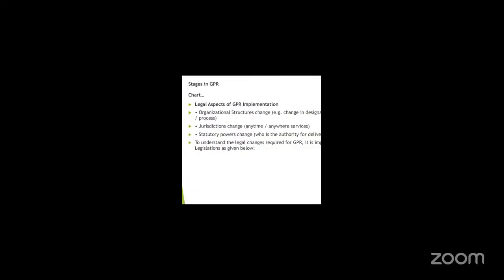There is a change in the designation of the agency which handles the particular task and particular process. And jurisdictional changes: the places where the services are delivered come under jurisdictional changes. And statutory power changes: who is the authority for delivering these services and how are they doing it? This is one of the important ones. So this all comes under here.